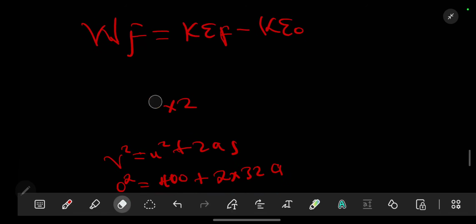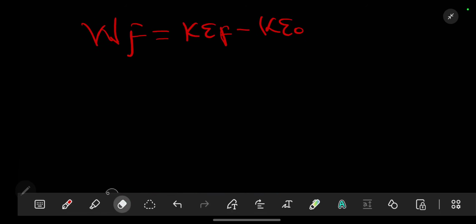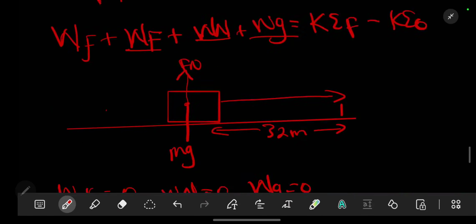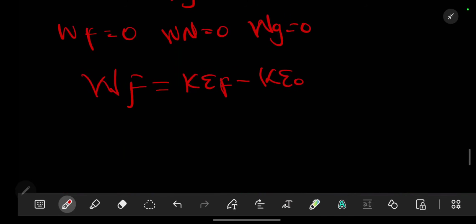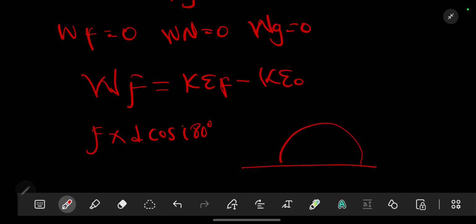Then we know that the frictional force, this one you can do the dynamics way, but it is much easier using the work energy theorem. So we are going to say that this is equal to the frictional force times the distance times the cosine of the angle theta. The angle theta is always 180 if you are referring to friction. Why? Because friction is opposing the motion.